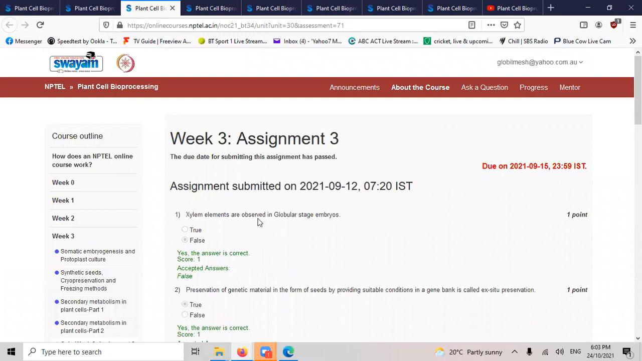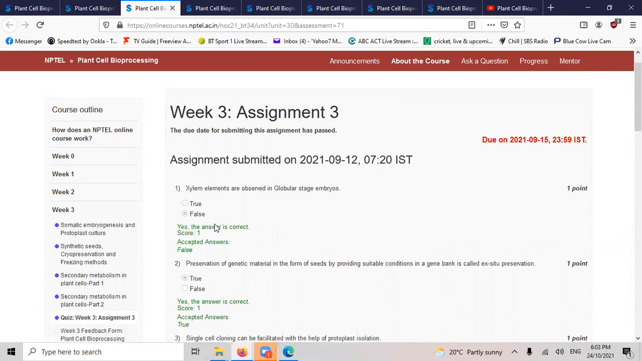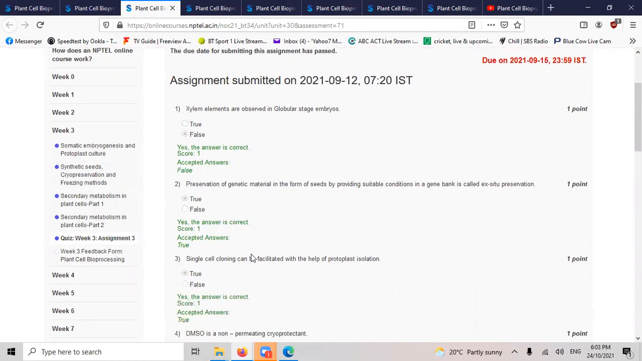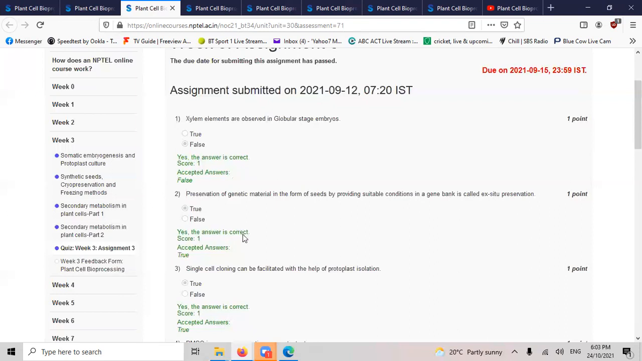Xylem elements are observed in the globular stage embryos. No, it's the heart stage later on. Preservation of genetic material in the form of seeds by providing suitable conditions in the gene bank is called in situ preservation. It's not in situ, it's ex situ. It's false. Oh, I got that one wrong.